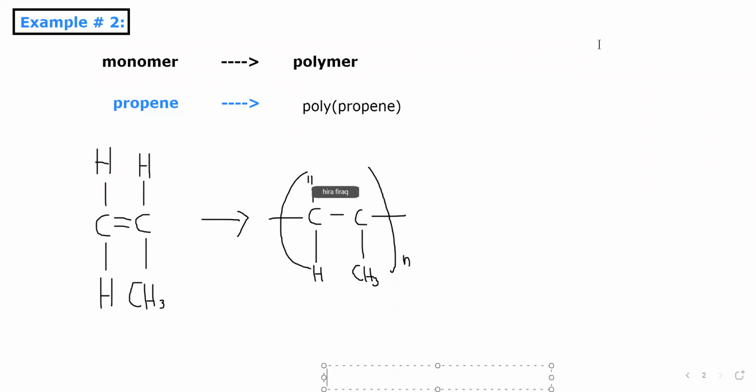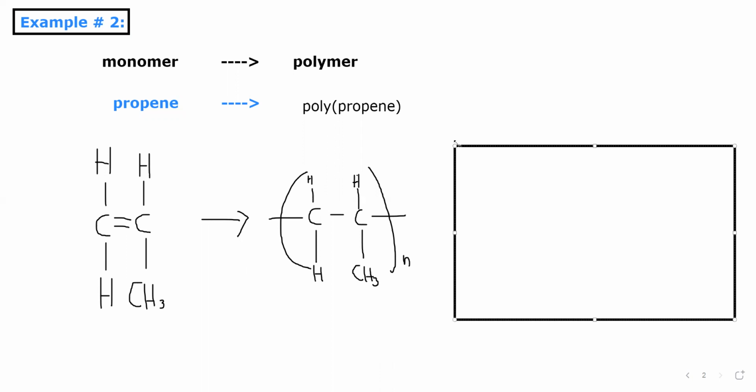Yes, correct. So in example number 2, monomer to polymer, polypropene. Propene is our monomer and our polymer is polypropene. So as we can see, we have drawn this. So this is one of the examples of a polymer. How about if we have to draw two repeated units? How are we going to draw that? Two repeated units of this polymer.